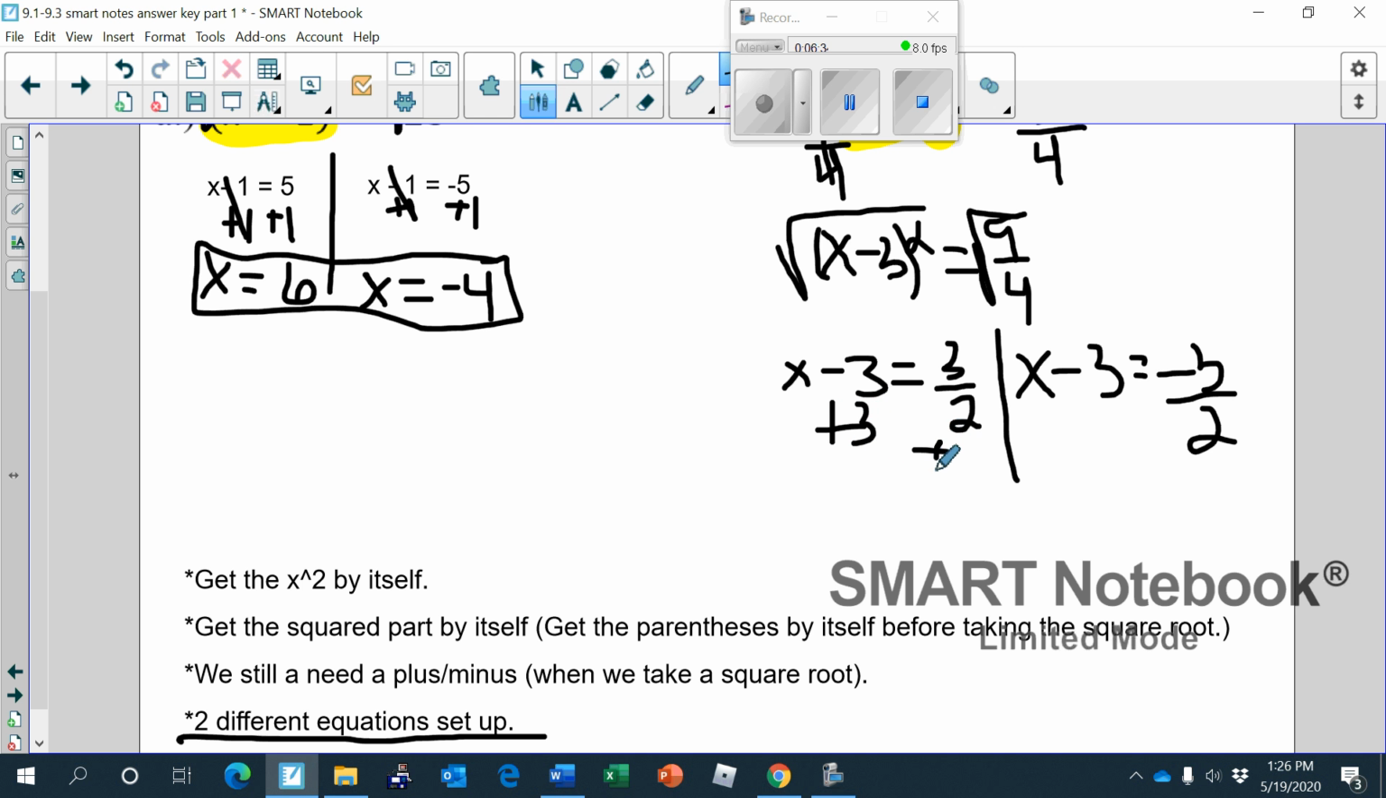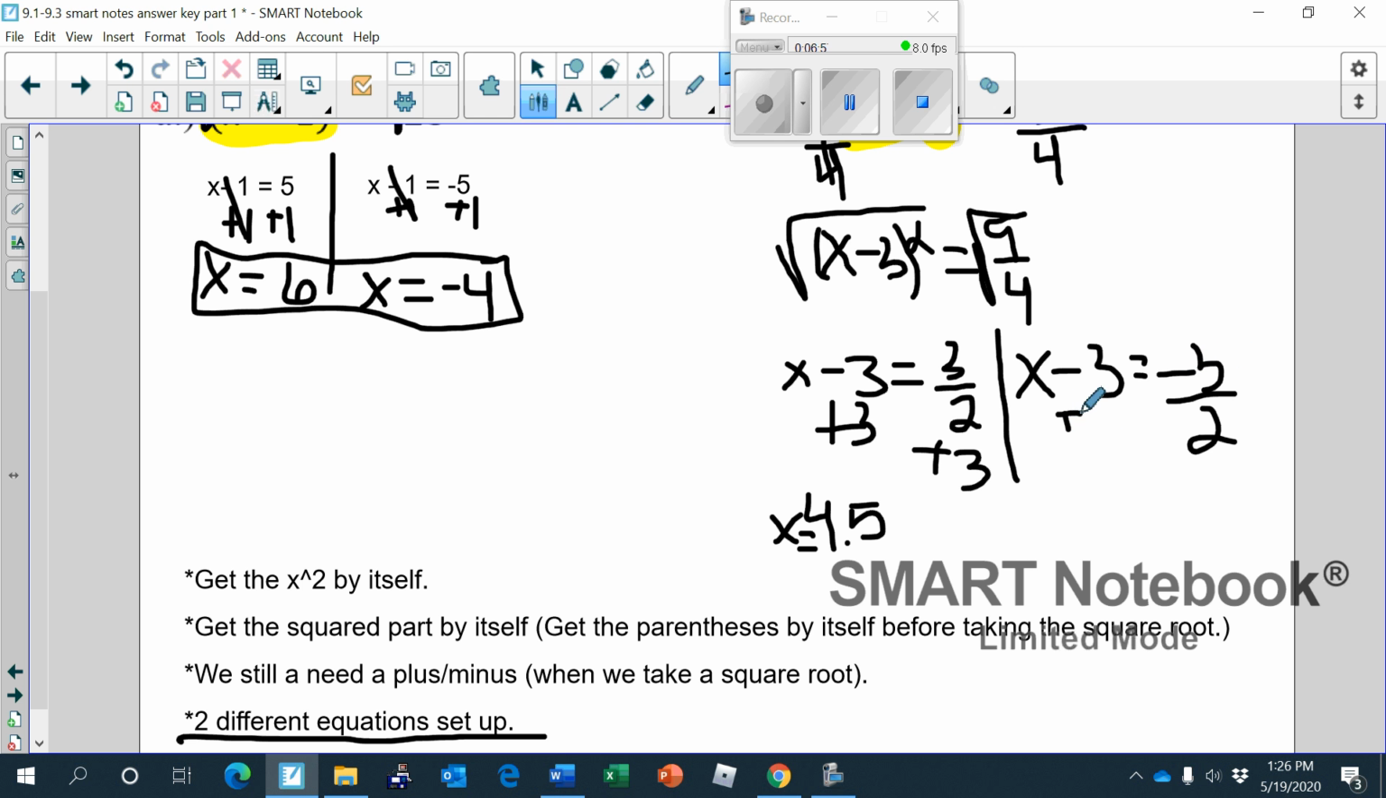So if I add 3 to both sides, I get 3 plus 3 halves, or 3 plus 1.5, and I get x is equal to 4.5. Oh, where's my equals? There it is. I get x is equal to 4.5. Good. Okay, so that's one of my answers. Let's go over here. Remember, this is now a negative 3 halves, or a negative 1.5.